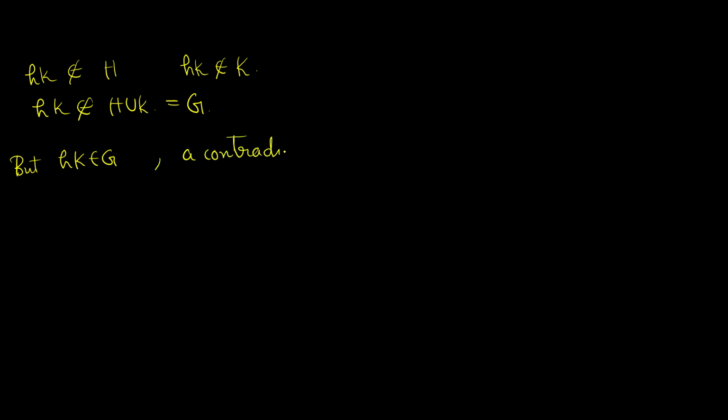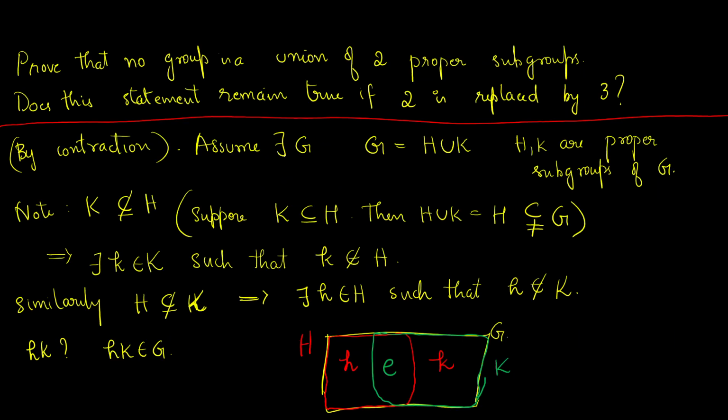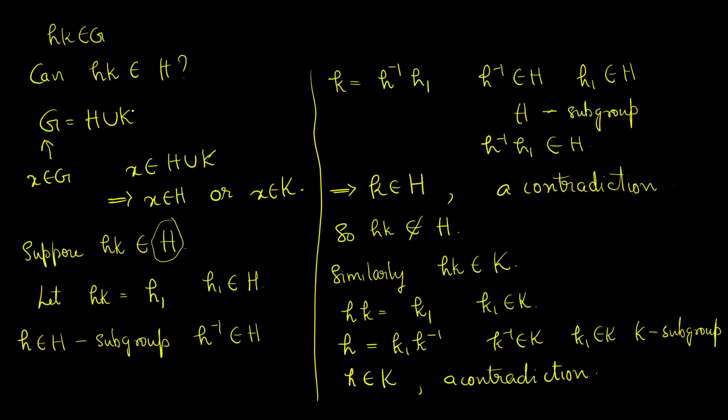Okay, so let me just restate what we have done. We started with an assumption that there exists a group G such that it can be written as a union of two of its proper subgroups, call it H and K. We are assuming that G is equal to H union K. Then we showed that H cannot be fully contained inside K, and K cannot be fully contained inside H. So we can find two elements H and K such that H is not in K and K is not there in H. Now we are concerned about HK because HK definitely will be there in G. Now G is written as H union K, so this HK must be either in H or in K, right?